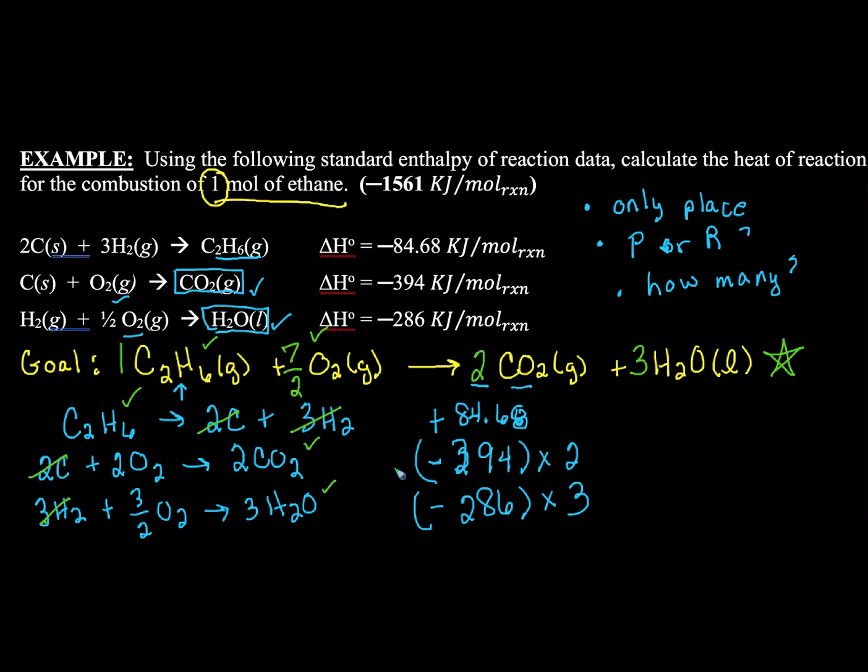Hess's law says that if I add reactions, I take the sum of their enthalpy values. And if I've done my math right, my algebra right, I get 1.56 times 10 to the third, and that would be kilojoules per mole of reaction. I have another video on this concept of mole of reaction. You might want to check that one out.